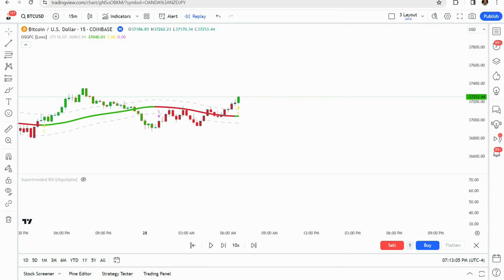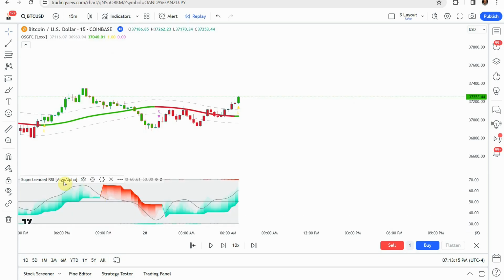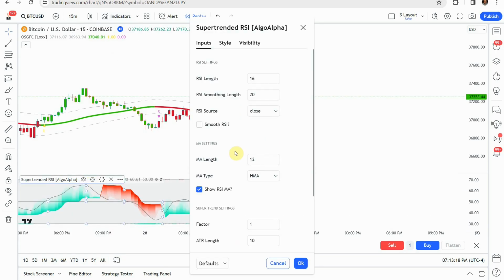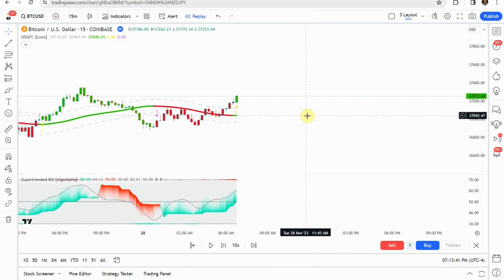The next indicator you will want to add to the screen is going to be the supertrended RSI, this one right here. Add that to the screen and jump into the settings on this one as well. Under the RSI length, change that to 16. Under the smoothing length, change that to 20. Under the MA length, change that to 12. And lastly, the factor, change that to 1. Click OK, and it should look as I have on screen now.